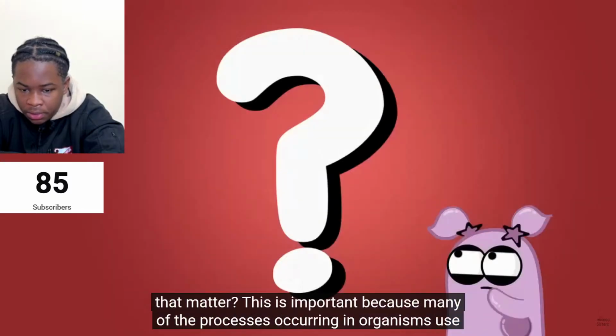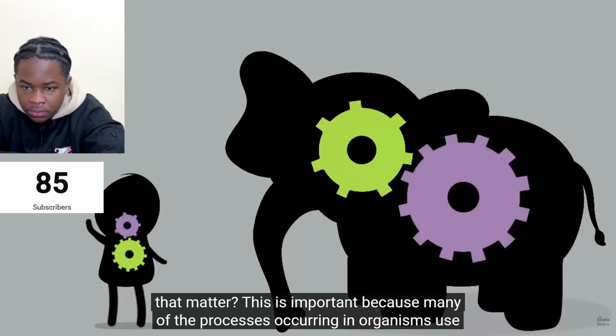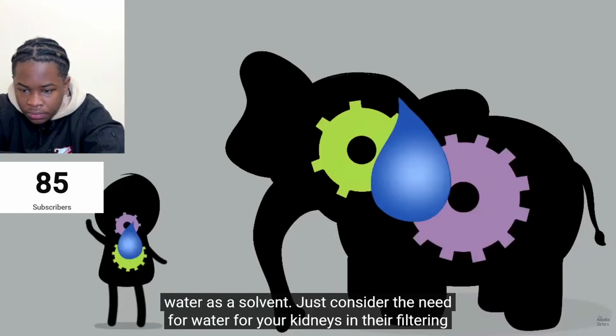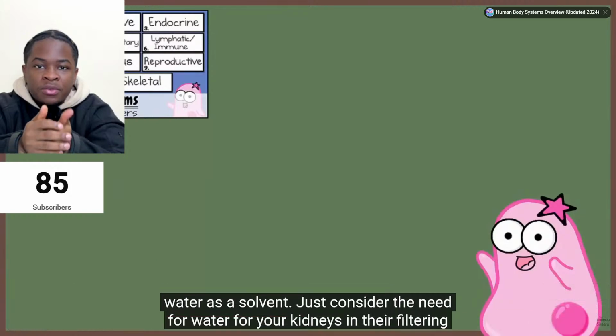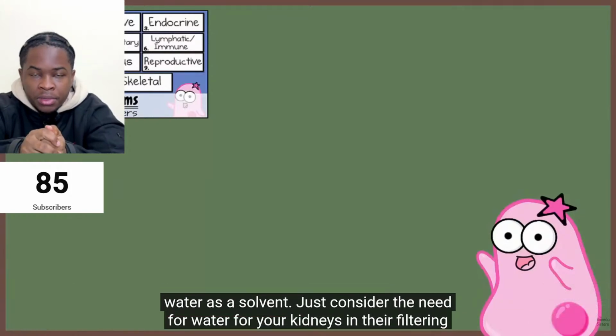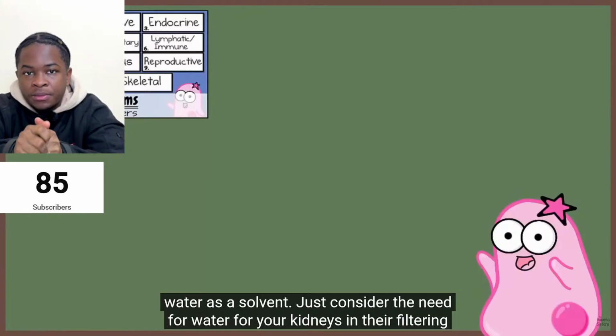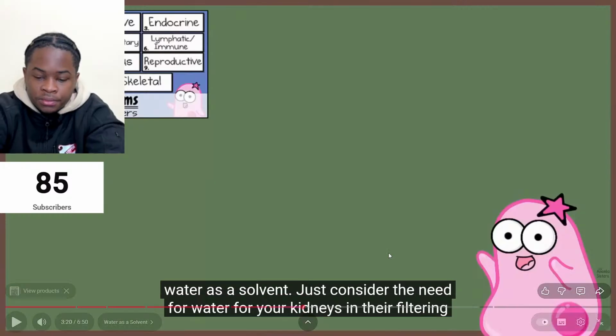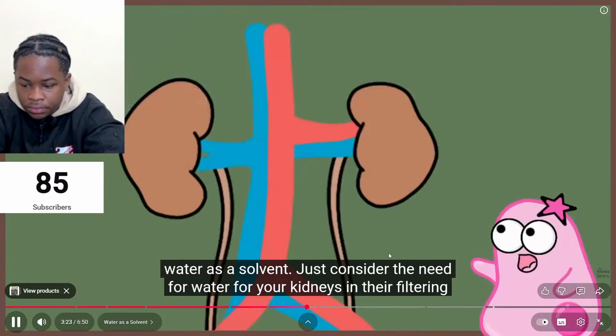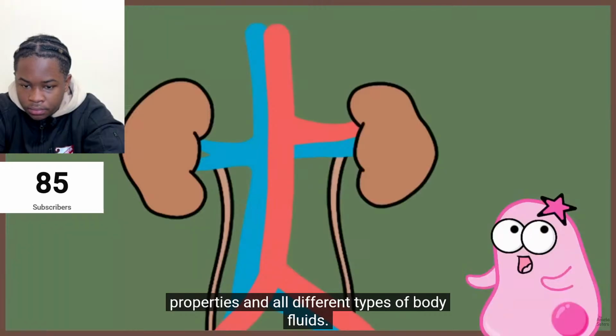Well, this is really important because many of the processes that occur in organisms use water as a solvent. In our body system video, we talk about the function. Basically, water is one of the greatest solvents in this world because of its polarity. It helps dissolve a lot of substances. Without water, we wouldn't be able to dissolve most of what we eat to extract the nutrients from it. And you definitely couldn't have kidneys doing their function without water. Also, a main component of body fluids is water.